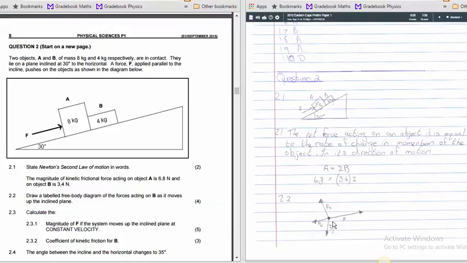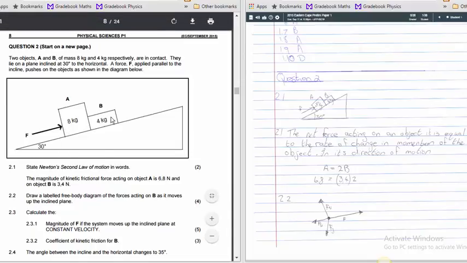Okay, so let's quickly look at this graph. This is a perfect graph. First of all, we have gravity, the force of gravity, which is directly downwards. Then we have the normal force, which is directly 90 degrees to the plane. Okay, so the plane is at a 30 degree angle, and the normal force is then 90 degrees to that.